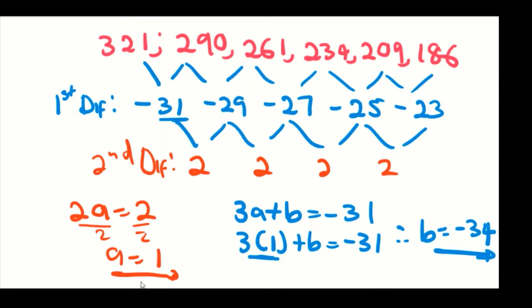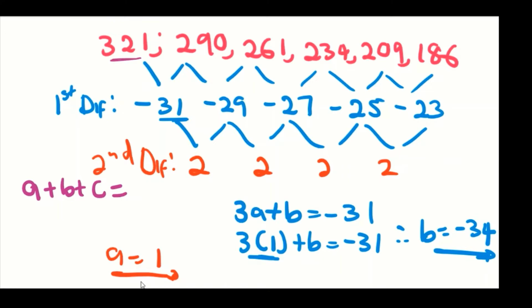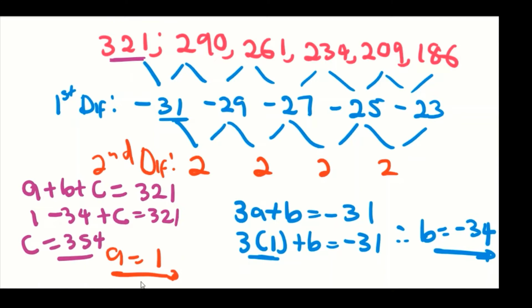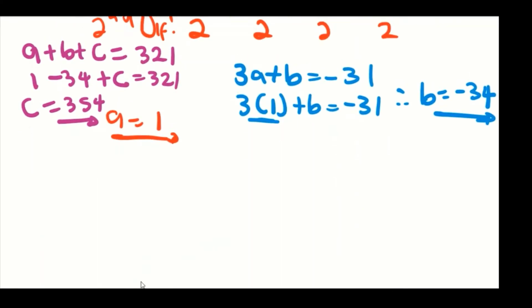And then to find the value of c, we're going to say a plus b plus c is equal to the first term of your quadratic sequence, which is this one, 321. Our value of a is equal to 1, our value of b is minus 34, plus c is equal to 321. You're going to add everything up, and your c value is supposed to be 354, right? So you have your values of a, b, and c now, so you'll be able to identify the formula.